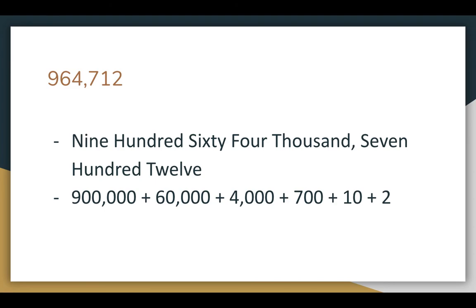And on to our last example, 964,712. Okay, notice you got 2 ones, 1 10, 7 hundreds, 4 thousands, 6 10,000s or 60,000, and 9 100,000s or 900,000, giving us, reading from left to right, 964,712.